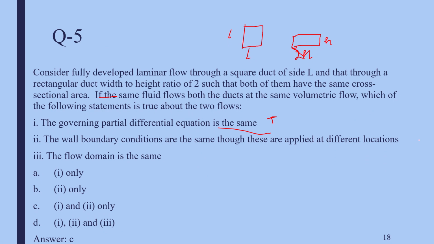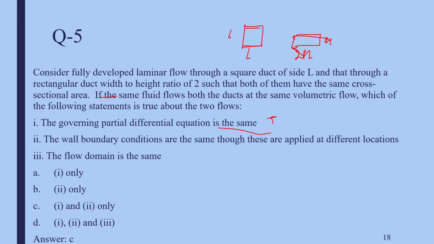Second statement, it is given that wall boundary conditions are the same though these are applied at different locations. That is obviously true, right? Because wall boundary conditions, here we can apply one and here we can apply one. Although they are the same, that is we can apply no slip conditions or full slip, whatever the boundary conditions that we would be applying, they can be the same, but they could be applied at different locations depending on the square and the rectangular duct and their dimensions.